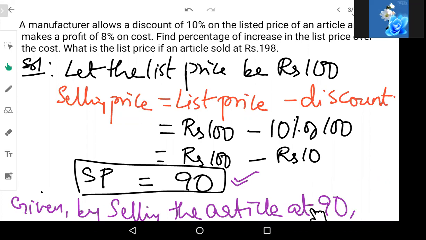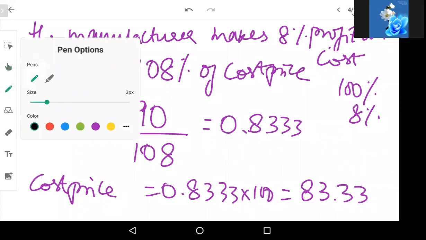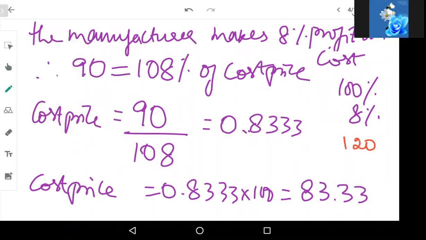8% on what? 8% on cost price. So if you consider the cost price to be 100 and the profit percentage to be 8%, so we are selling the product, if you see from the cost price point of view, at 108%. Now let's just take an example. If the cost price is 120, now on this, if you calculate 8%, how much will you get? 120 into 8%, you will get 9.6, correct?